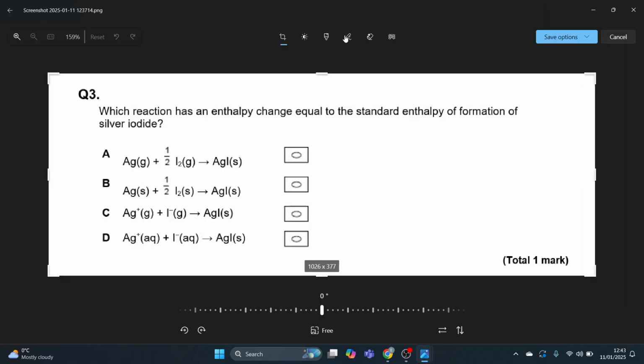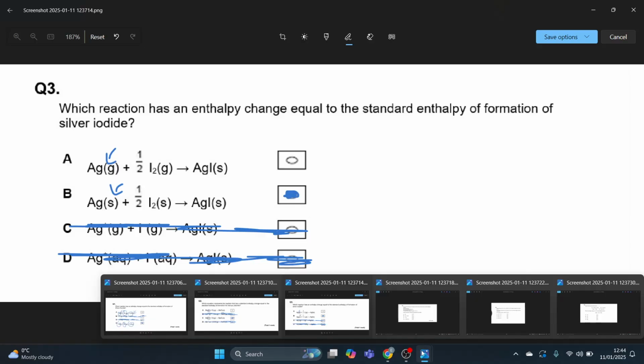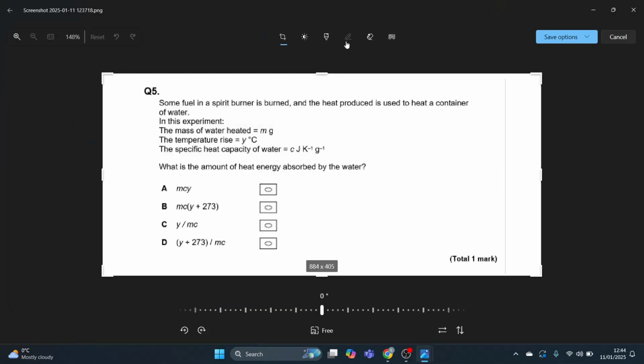Question 3. Cross out the ions, Ag plus, cross those two out. Left with A and B. Look at the standard states. That's gaseous. That's solid. Therefore, the answer is B. Yeah, B, because Ag is silver, and silver is definitely not gaseous.